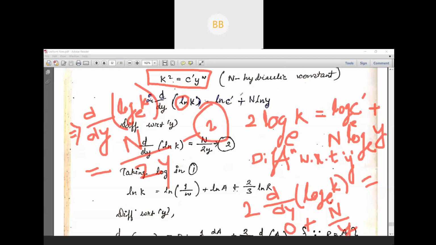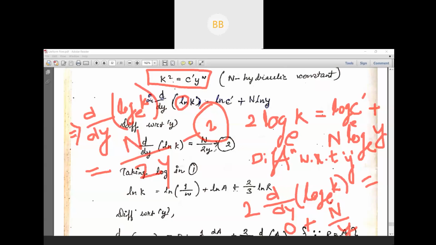So similarly, we first take the logarithm, and then we differentiate with respect to y. This equation number 2 is the same for both Sage's equation and Manning's equation. Go back to your notes and you can see that equation number 2 is the same in both cases. Till here everything is the same as with Sage's equation.